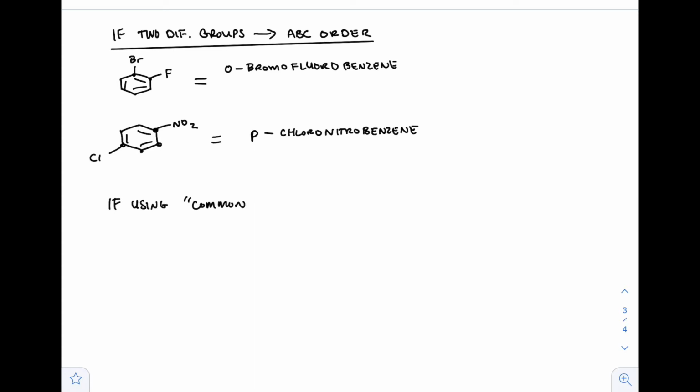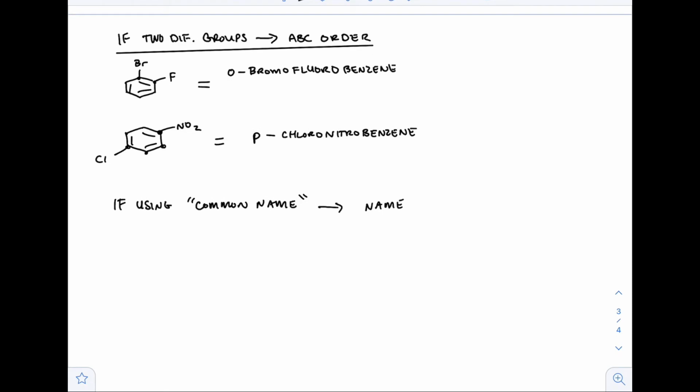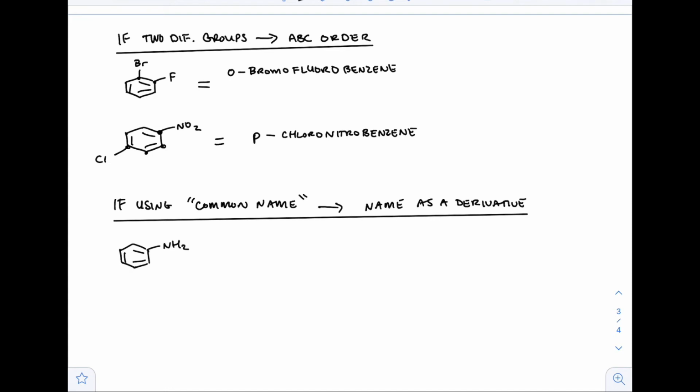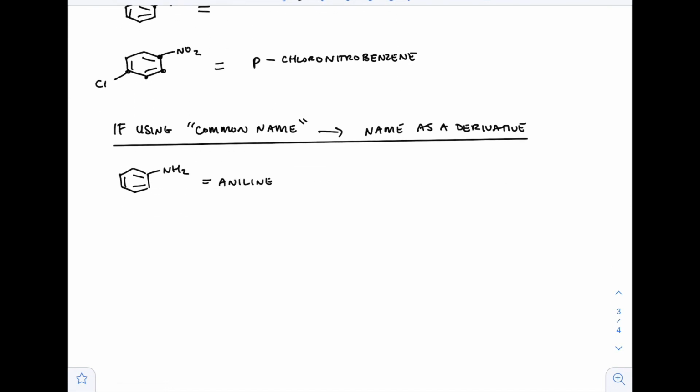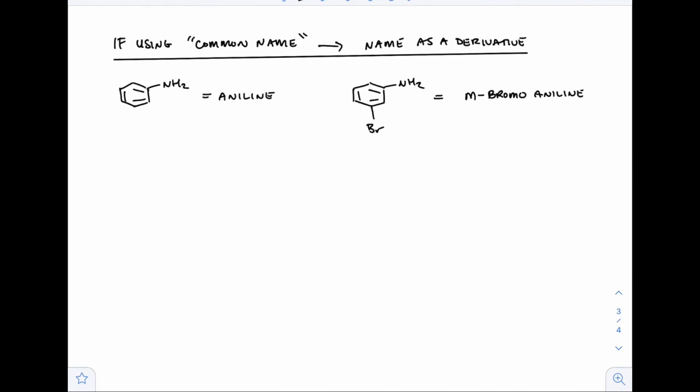If we're using a common name when we are naming a benzene ring, then what we want to do is basically name the compound as if it were a derivative of that common name. Let me just draw out a couple of examples. Remember that the NH2 on a benzene ring is aniline. So let's say we have an NH2 on there, and then we have a bromine on there. What we want to do is remember that it's the meta position, the 1,3, meta, bromo, aniline. Boom. Pretty chill, right?